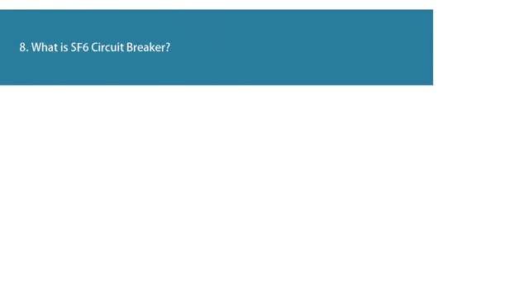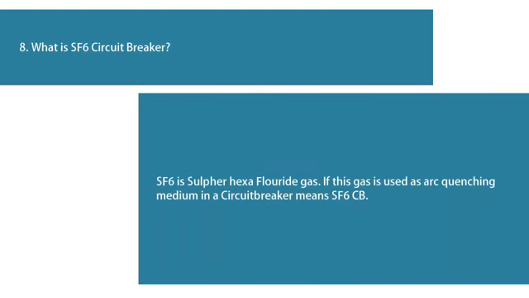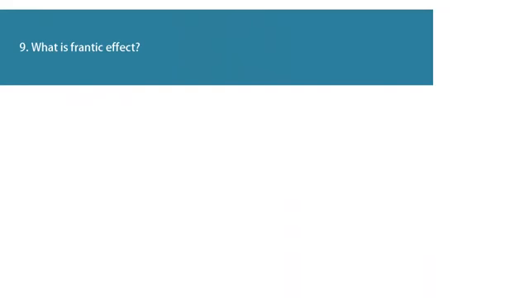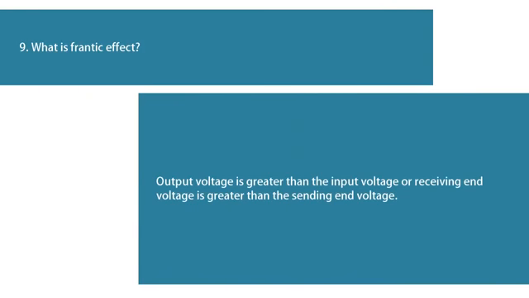8. What is SF6 circuit breaker? SF6 is sulfur hexafluoride gas. If this gas is used as arc quenching medium in a circuit breaker, it is called SF6 CB. 9. What is Ferranti effect? Output voltage is greater than the input voltage, or receiving end voltage is greater than the sending end voltage.